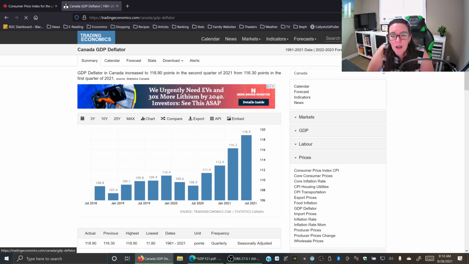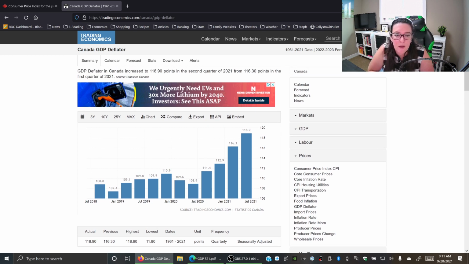Now, if we want to compare inflation with CPI versus inflation with the GDP deflator, we're going to need a similar period of time. So we're looking for around August 2019 and August 2020. Now, the GDP deflator is reported in quarters, so 4 times a year. So if we're looking at August, we're looking at about the third quarter. So here we have July 2019. So this 109.9 would give us around August. And then if we go July 2020, this 111.4 would give us the August of 2020.